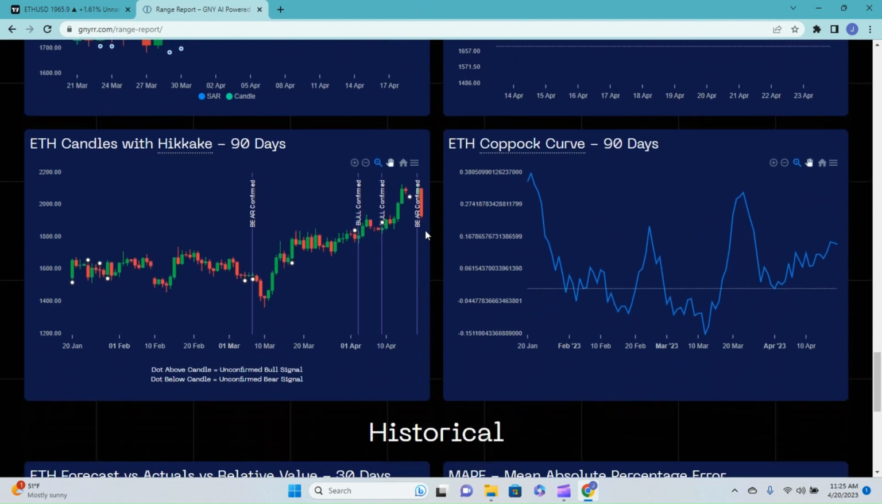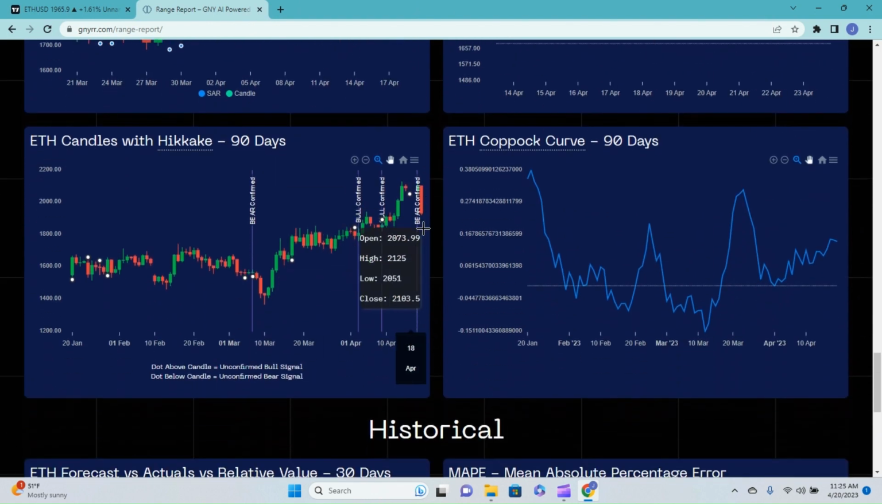So let's keep moving on to the candles with Heikin-Ashi. You can see the last thing we got two days ago was this strong bear confirmation, which has been playing out. Over on the Coppock curve, if you remember, on April 1st we got that bounce off the zero line, and we've been putting in higher highs and higher lows coming off that ever since.